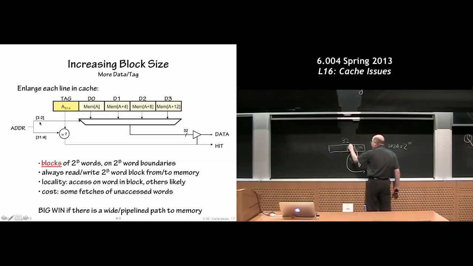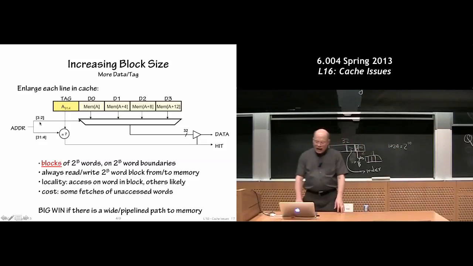So now I'm using the address in a slightly different way. I'm still using some field of it to select which cache line to look in my n-way set associative cache, but I'm going to use a small number of these bits. In the case of a 4-word block, I'd be using 2 of them, to amortize the cost of the tag over a bigger amount of data.